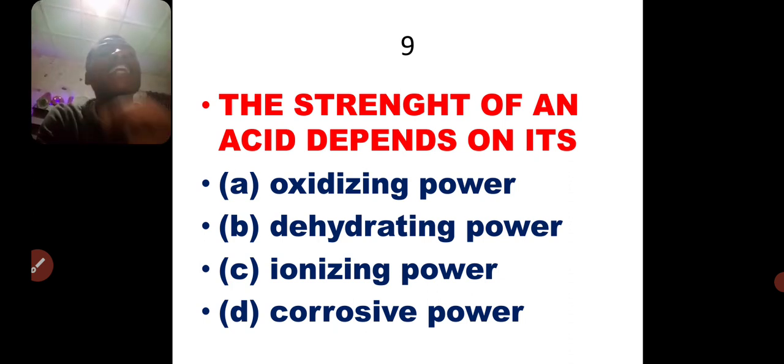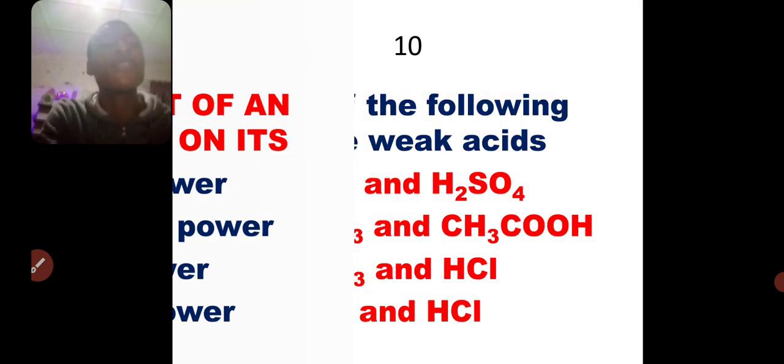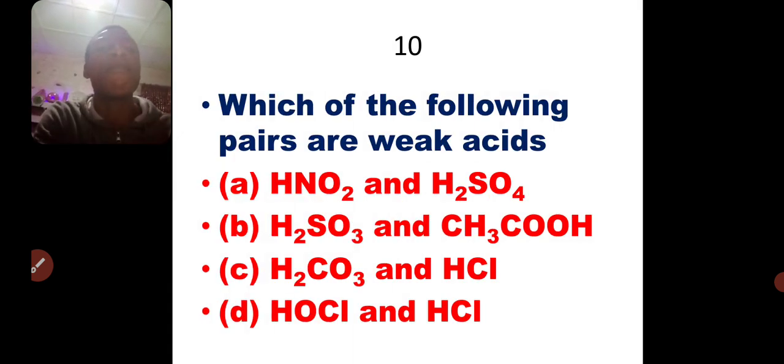The strength of an acid depends on its what? Is it how it can oxidize? Is it how it can dehydrate? Is it how it can ionize? Or is it how corrosive it is? Tell us what is the answer to that question. Which of the following pairs are weak acids? Choose which of these options has two of them that are weak acids.